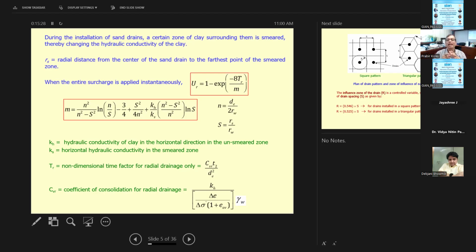Where RS is the radial distance from the center of the sand drain to the farthest point of the smeared zone, okay? So again, as I mentioned, this portion is mixed, the smeared zone. So that's the farthest point, you can calculate that.